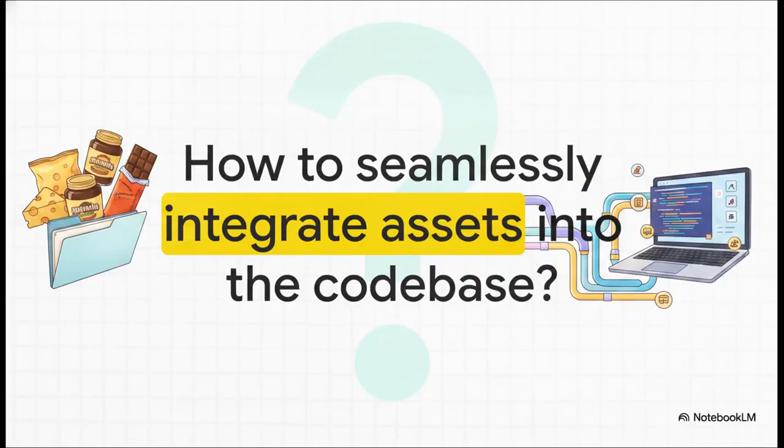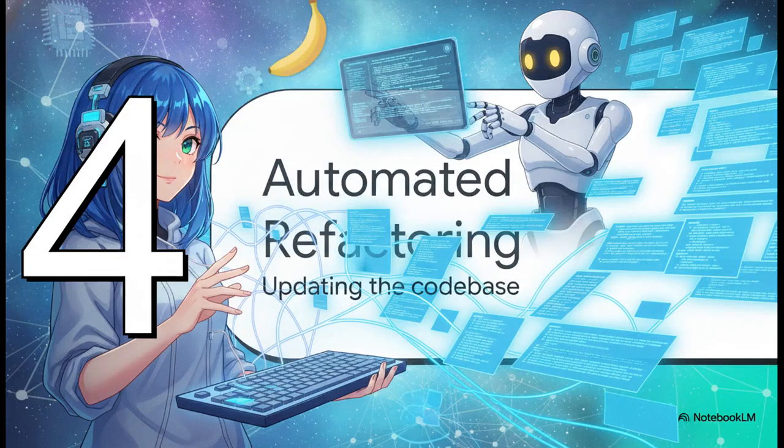Which naturally leads us to a huge question. We now have an output folder full of fresh images, maybe something super specific like cheese and Marmite, or crisps and chocolate, like we saw in the source material. But how do we actually get them into the project without manually dragging files around and retyping URLs? That brings us to part 4, automated code-based refactoring.